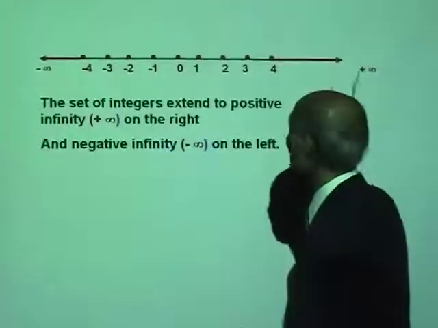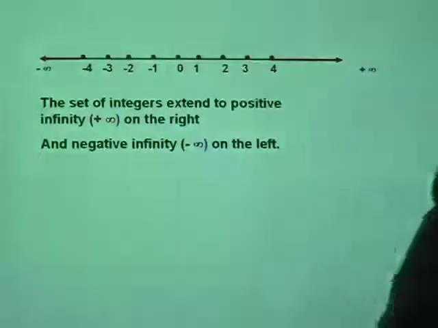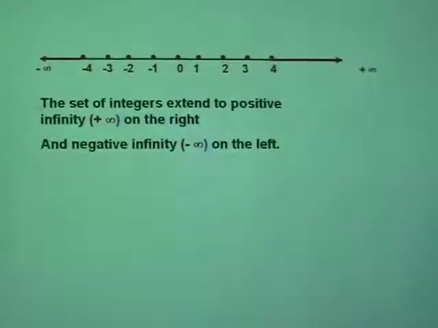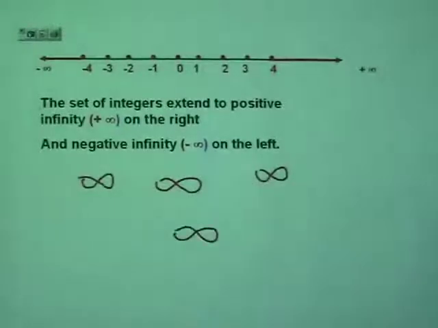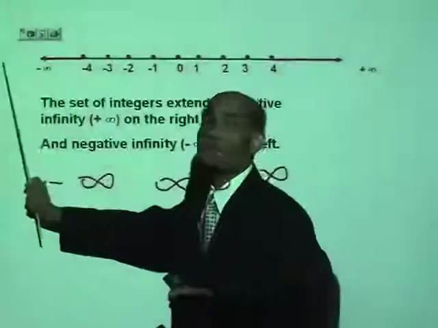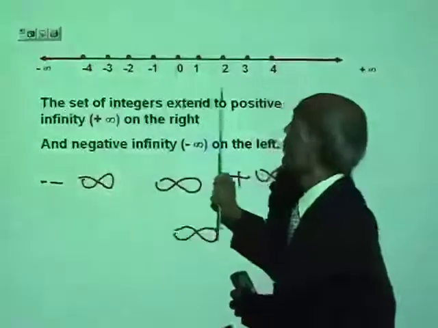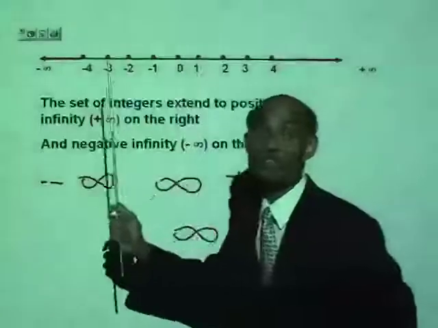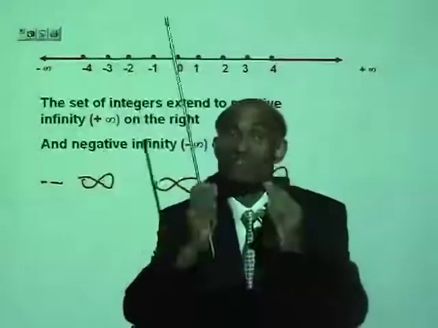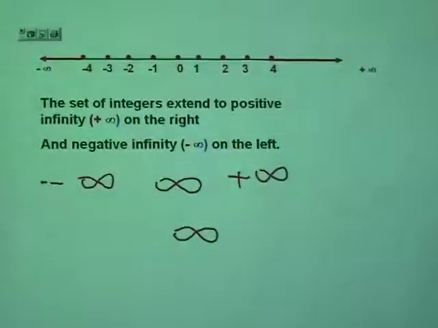Now look at the way we write infinity. Alright, how do we write it? Well, this is the way we write infinity. Now, -infinity on the left and positive infinity on the right. Integers start from negative infinity and go all the way to positive infinity. Now, remember, only the discrete numbers are included in there.